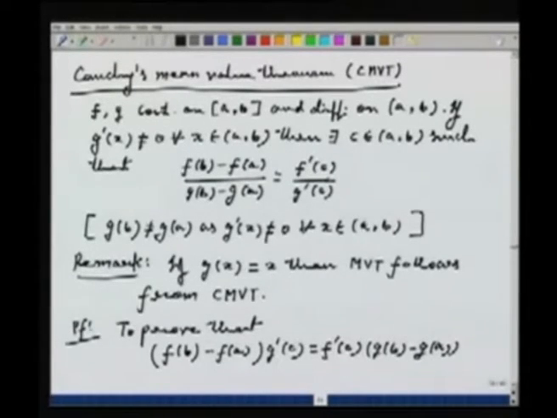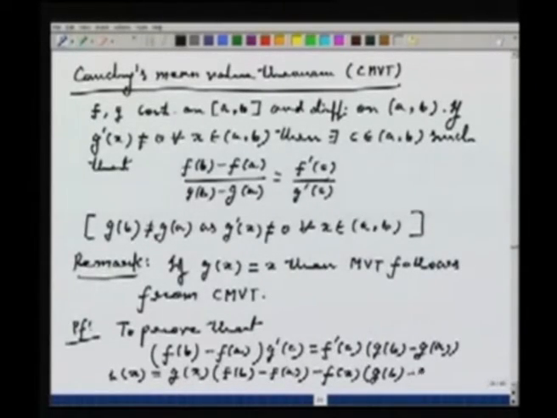So for that, I just look at the function h(x) equals g(x) into (fb minus fa) minus f(x) into (gb minus ga). And then let's just hope that perhaps H satisfies the conditions of Rolle's theorem.